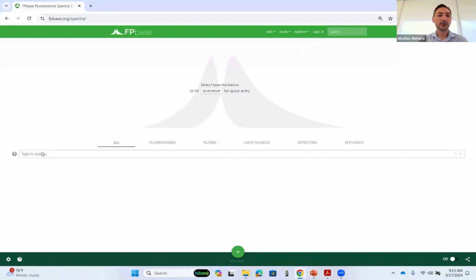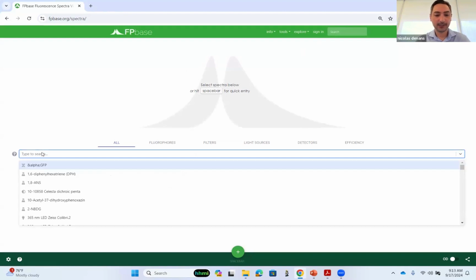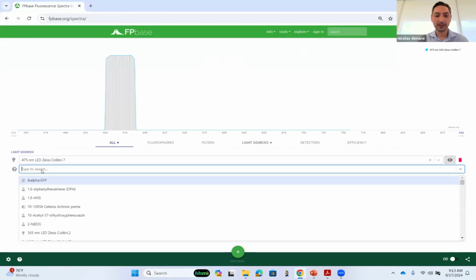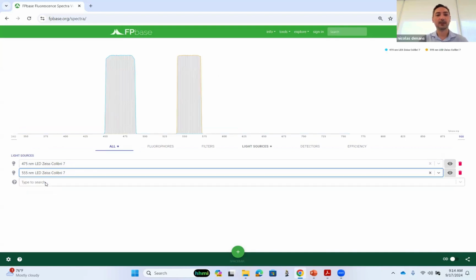So you know your microscope. So you have, let's say, a 475 LED for exciting your green, and you have a 555 LED to excite your red. All right, so these are your light sources.